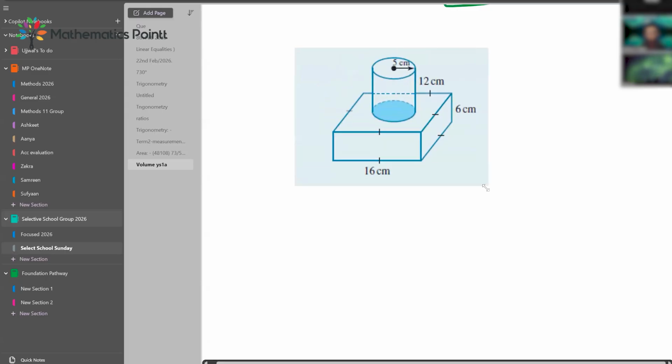Please take care when you're solving this. I need to find the volume of this composite shape. Please go for it. Please take your time to solve this.